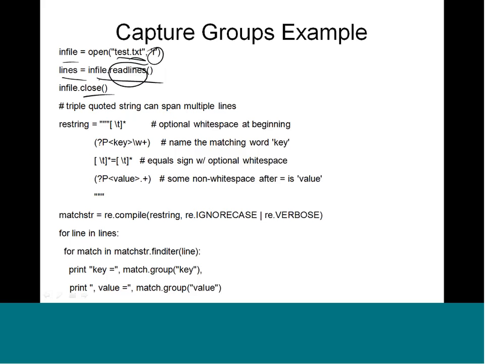Now we use the triple quoted string, because we want the restring. So we start with the triple quoted string, with some optional white space at the beginning, and then ?P key, followed by any other thing, so any word that begins with P we match here. Then we have an equal sign with some optional white spaces, so wherever there is an equal sign, and finally the non space after the equals is the value. So we match the key and we match the value, and they are stored in key and then value.